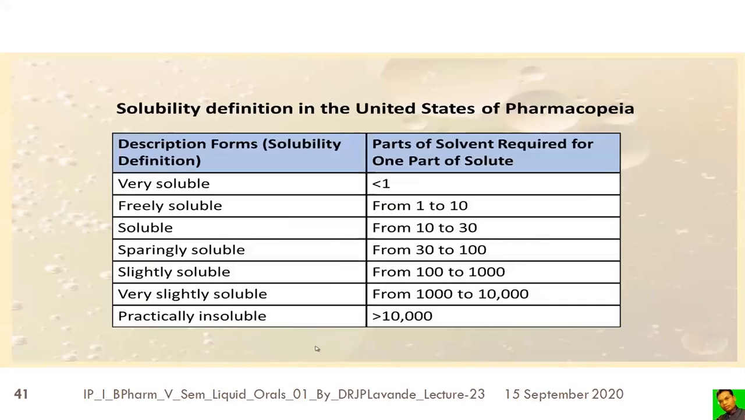Let's say, for example, the drug is very soluble. What is the meaning of that? Very soluble means that in order to dissolve one part of a solute, we require less than one part of the solvent. Let's say, for example, in order to dissolve 1 gram of a solid drug substance, we require 1 ml or even less than 1 ml of the solvent. That is said to be very soluble.